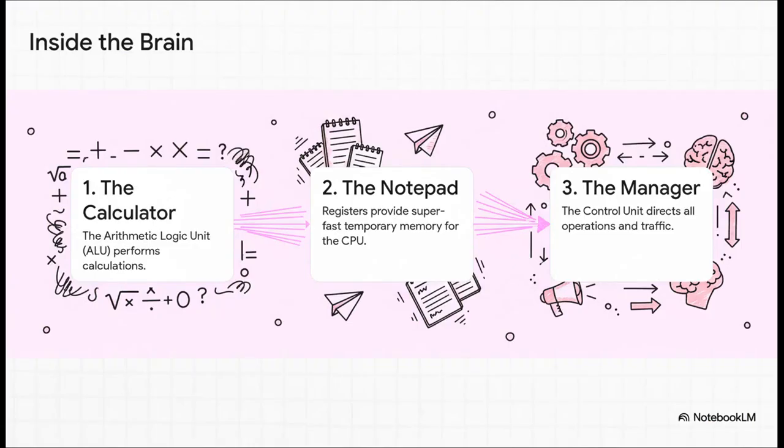But here's the cool part. This brain isn't just one big blob. It actually has three super specialized departments that are constantly working together. Just think of it like this. It's got a powerful calculator for doing all the math, a tiny little notepad for jotting down quick notes, and a manager who's making sure everybody stays on task.